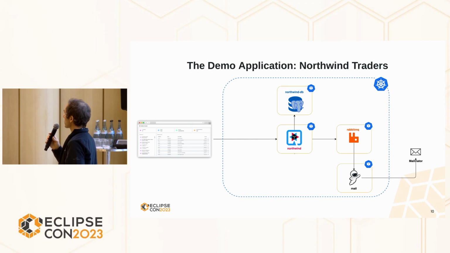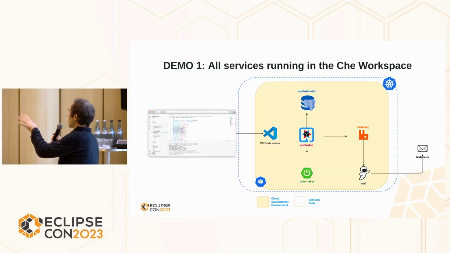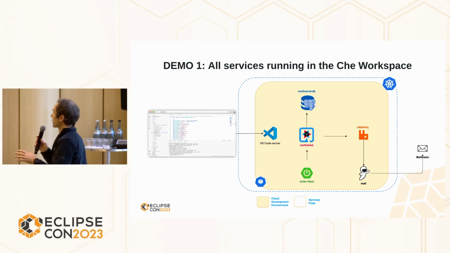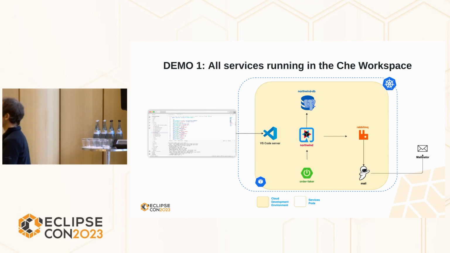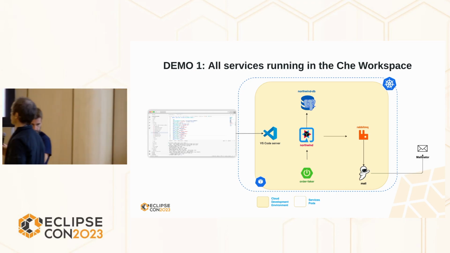And the last microservice is the order faker. So we use that to actually test the application, to simulate the creation of orders, simulating a user that is creating orders. Yeah, so this is the architecture. And now we are gonna see the first demo. It's the first development environment, and Ilya will talk about that.